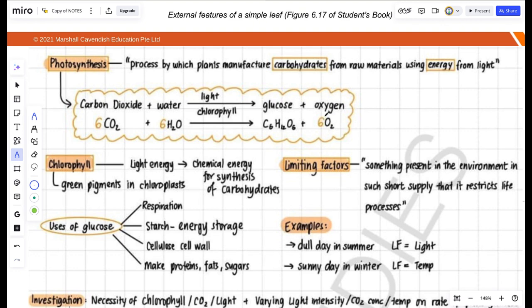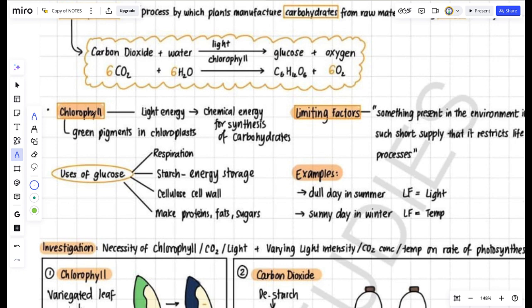You can see this is just balancing. That's why we show it in a different color. Carbon dioxide reacts with water in the presence of sunlight to make glucose and oxygen. So this is an overview. The chlorophyll is the one that traps the light energy and enables chemical energy for synthesis of carbohydrate. So the light energy is converted to chemical energy.